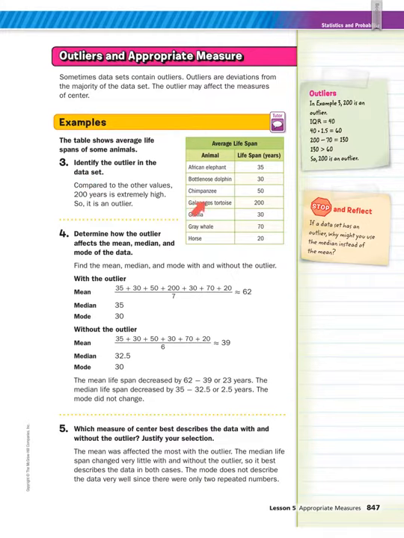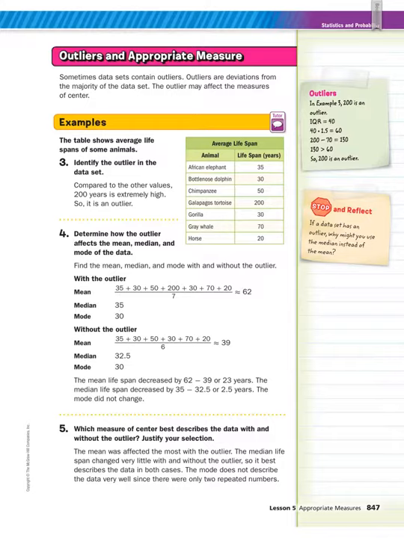Now, when you look at these ages, you can kind of see the outlier. It kind of sticks out like a sore thumb. It's 200. So without going through the steps to find an outlier, we're going to say it's 200. Now in 4, it says determine how the outlier affects the mean, median, and mode of the data. Now this is the fun one. You have to find the mean, median, and mode with the outlier, and the mean, median, and mode without the outlier.